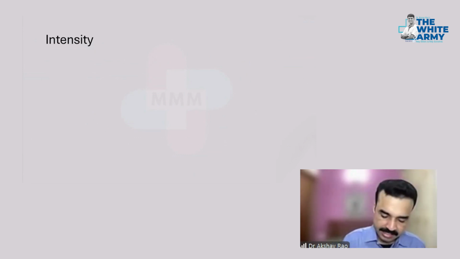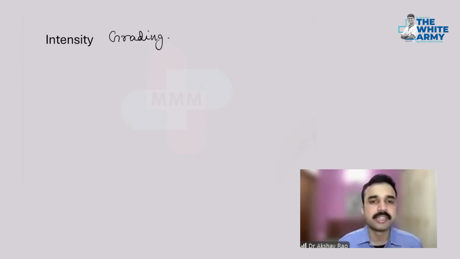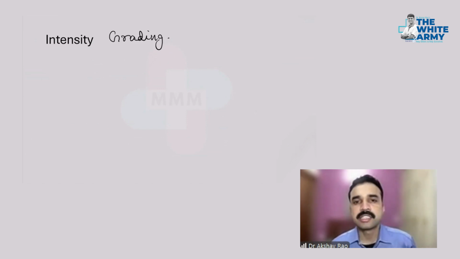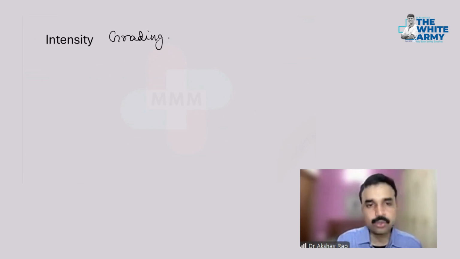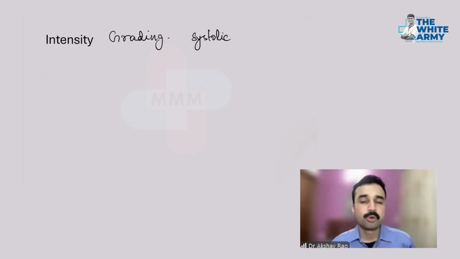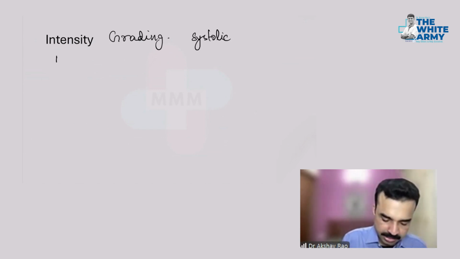Okay, next point is intensity. Intensity is described based on grading of murmur. So how do I say this murmur is more severe and this murmur is not so severe? It is by using grading. Traditionally, the teaching was that grading is only applicable to systolic murmurs. But nowadays, it's more and more acceptable that diastolic murmurs also be graded. So what are the grades? Basically, the two grading systems are the same.